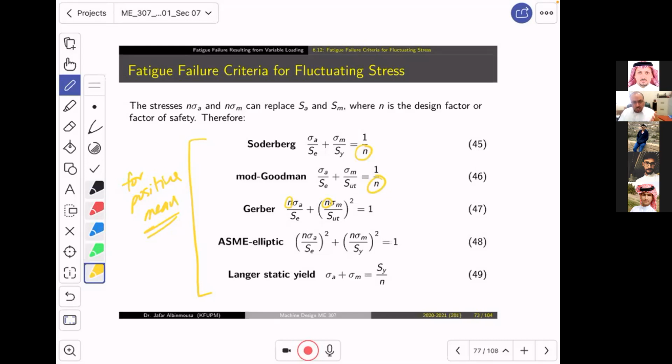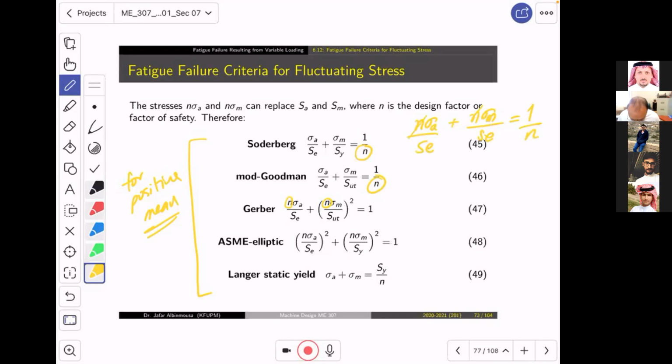Why? Very simple, because the factor of safety, if you want to apply it in a stress equation, what did we say before? We should multiply n by sigma A, and for example, for Söderberg, divided by SE, and then n by sigma m divided by SE, which is equal to 1. So if I take n as a common factor, I will cross this and divide by n.